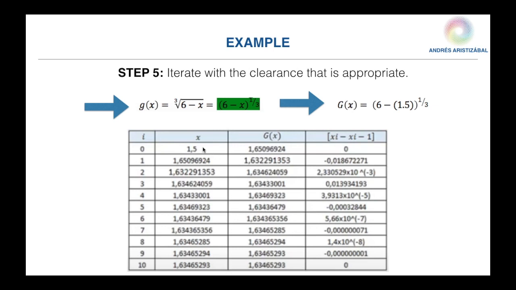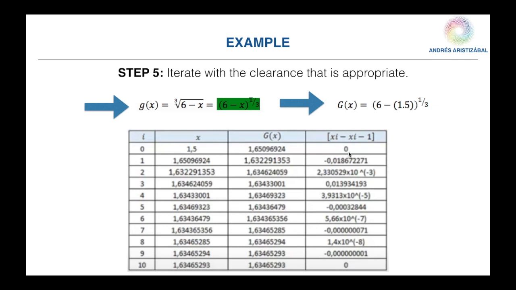For the column of x, the first value is our midpoint 1.5. The next value will be the number of g of x. For the next value, we take the one after g of x, and so we continue for the other values of x.